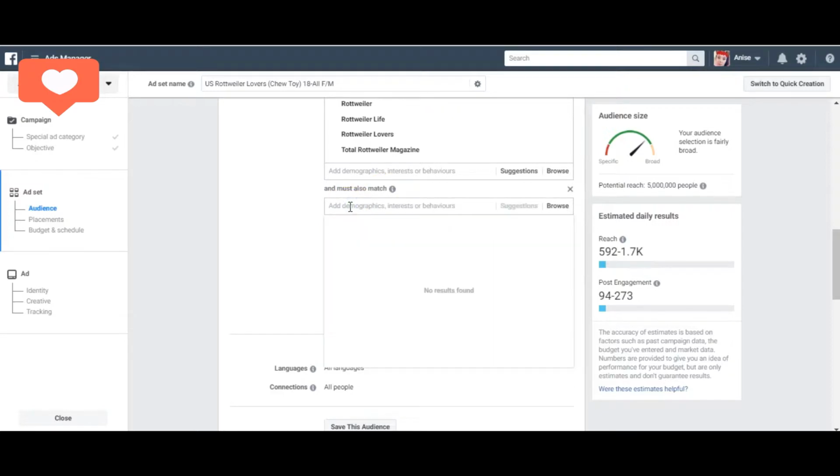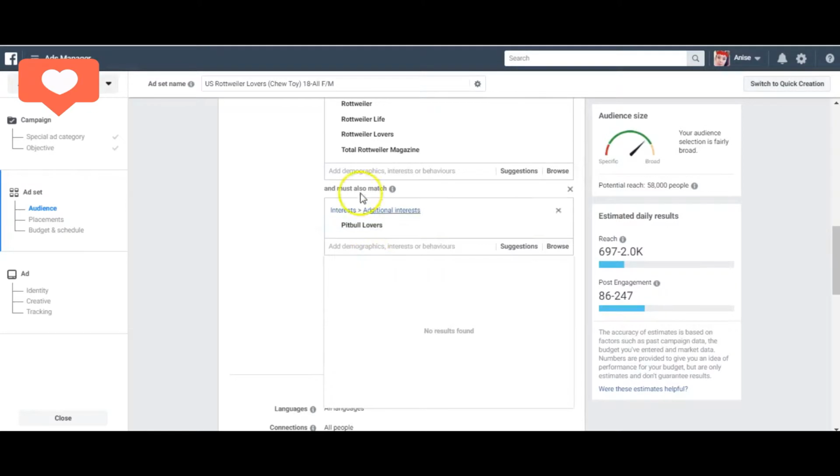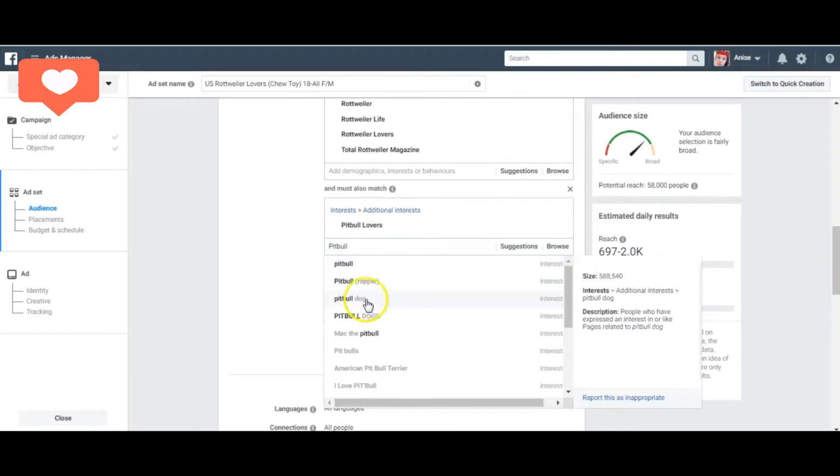So you could add pit bull, so let's have a look, pit bull dogs or pit bull lovers and Rottweiler lovers. That is quite a specific group of people.